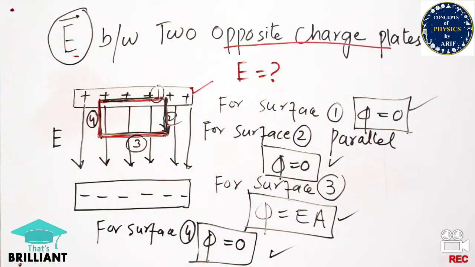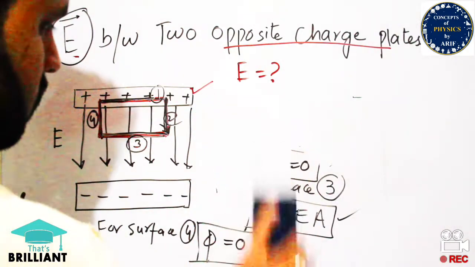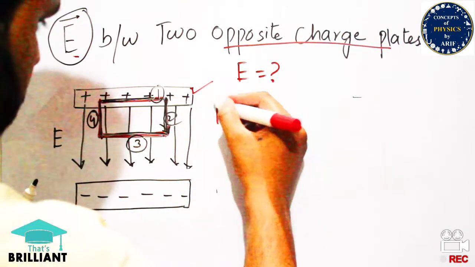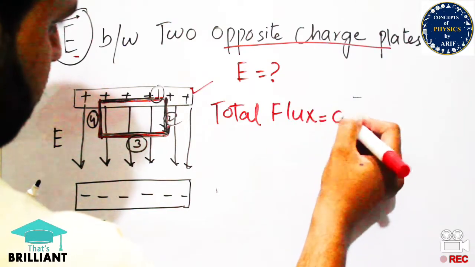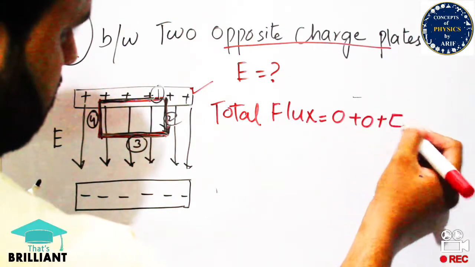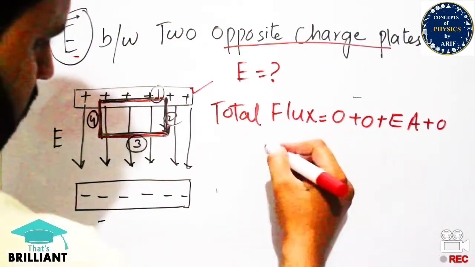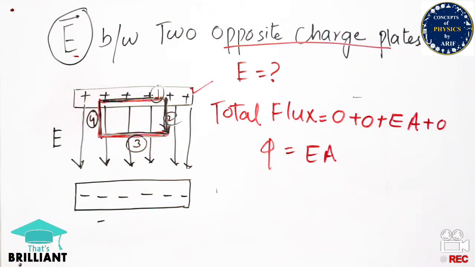You can add all the values: 0, EA, and 0, and the total flux becomes E into A, which is the total flux passing through this Gaussian surface, placed between these two parallel, oppositely charged plates. The total flux is equal to 0 plus EA plus 0. The total flux phi is equal to E into A, which is the electric flux between these two oppositely charged plates.